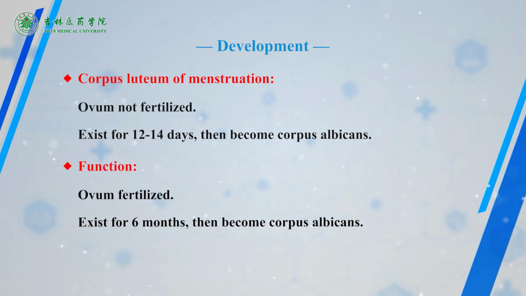If pregnancy occurs, the corpus luteum is called the corpus luteum of pregnancy, which exists for 6 months, then becomes corpus albicans, connective tissue.